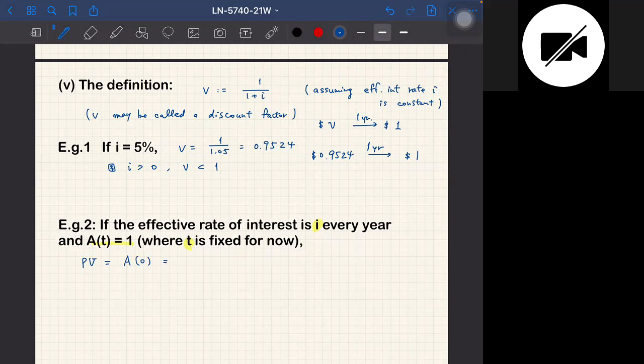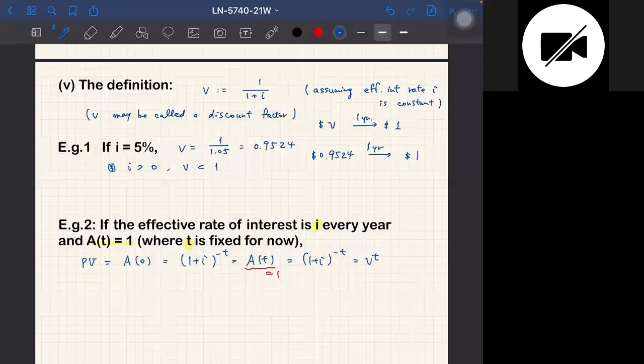So this is t years earlier than the A of t. So that means 1 plus I to the negative t power times A of t. So capital A of t is equal to 1, so the entire quantity becomes just 1 plus I to the power negative t. And this is just V to the power t, because V is 1 over 1 plus I.